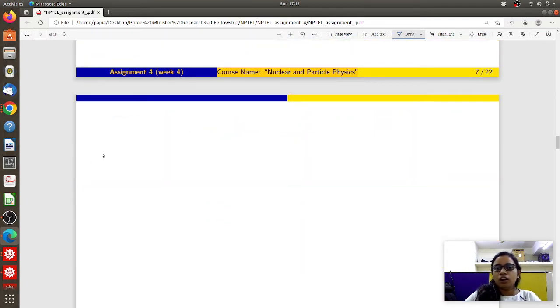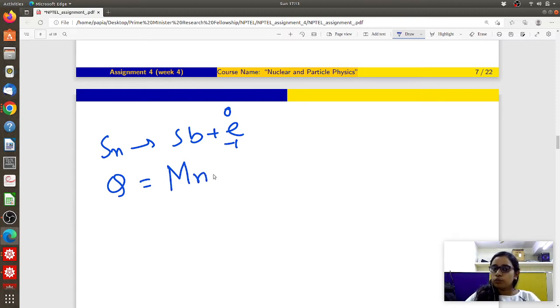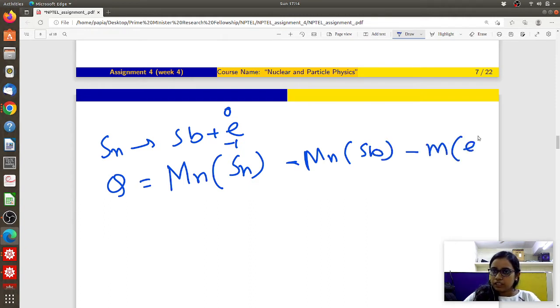Okay. So what was that? I am writing again: Sn to Sb plus, let's say, an electron. The electron is my beta minus 1 0, so electron minus 1 0. So what is the value of Q? What is the Q value expression? The Q value expression is nothing but the mass, Mn, the nucleus mass of Sn, minus Mn of Sb, minus M of e, right? This is the expression for Q value.